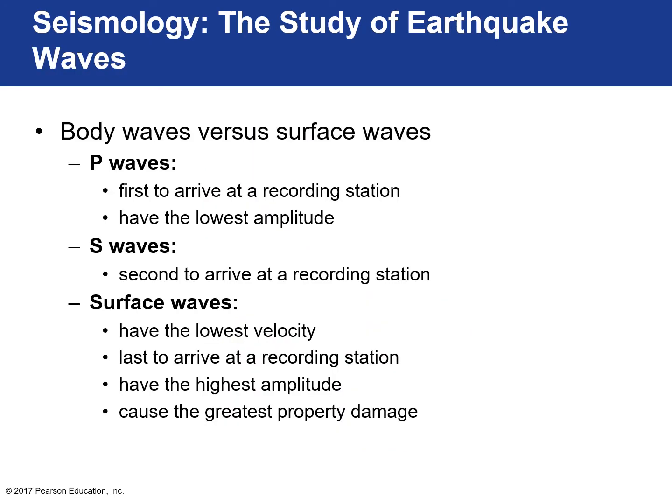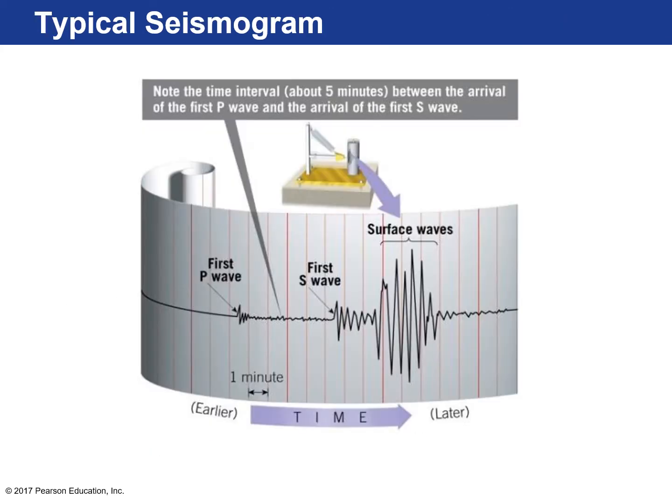Okay, so here we go. Just to reiterate, P waves: fastest velocities, lowest amplitude. S waves are usually second at the recording station. Surface waves are the slowest, last to arrive. However, they have the largest amplitude and cause the most damage. Okay, so here you go. Arrival of the first P wave. We got a little bit of time lag, nothing going on. Arrival of the first S wave. And then arrival of the surface waves.